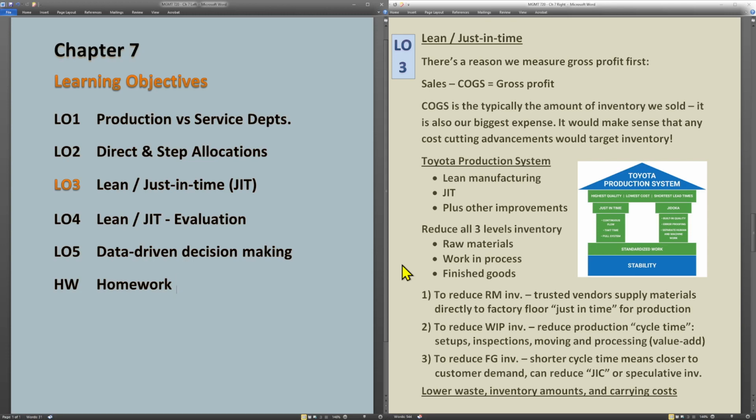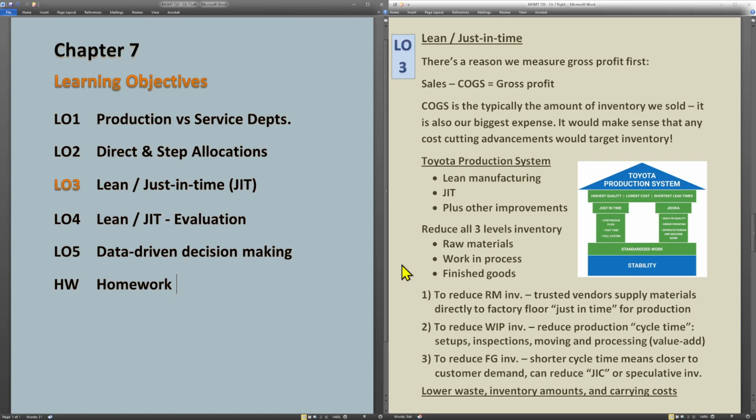Remember, these middle 4 chapters are all about getting better at costing, analyzing our costs, so that we can be better at pricing. If we want to be better at costing, wouldn't it make sense to focus on our biggest cost? And our biggest expense is inventory. So the 2 things that we've pulled out here, lean and just in time, are 2 parts of the Toyota production system that focus in various ways on inventory.